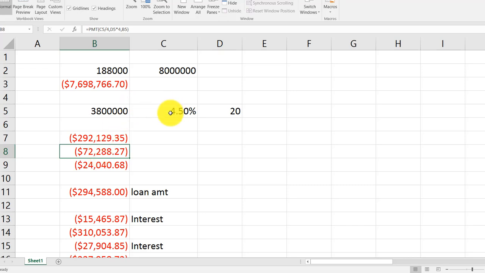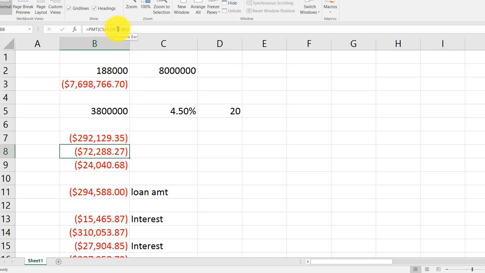Not the annual interest rate, but we change how often the payments are made. So we change the formula in the following way. Instead of PMT and then the interest rate, we take the interest rate and divide it by 4, right? Because it's going to be 4 payments per year.